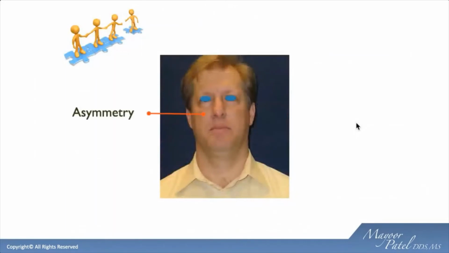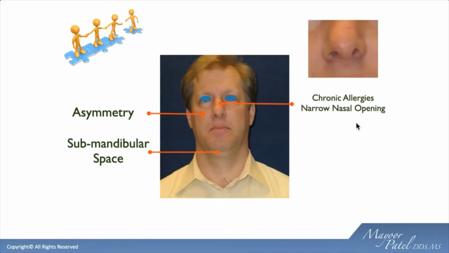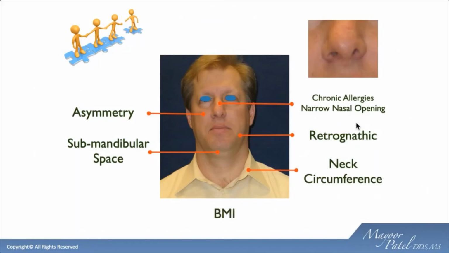Look for asymmetries. I didn't talk about submandibular space, but basically if they have a double chin, there again, the likelihood of them possibly having an airway issue is probably high. Look for chronic allergies. Look for narrow nasal openings or nasal valve, things of that sort. Retrognathic mandibles, or the mandibles are shoved back a little bit. Neck circumference, there again, 17 inches or greater in males, 16 inches or greater in females, and a body mass index above 30. You know, these are some of those risk factors that we talked about earlier. So kind of look out for these.